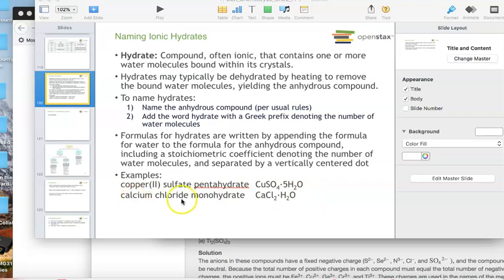All right, the next example here: calcium chloride monohydrate. Calcium is not a transition metal, so we don't need a Roman numeral here. So it's calcium chloride, and then we see that there's 1 molecule of water, so mono is going to be the prefix for that, and so calcium chloride monohydrate would be the name for the second example.